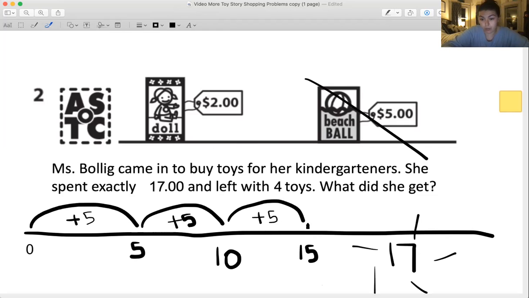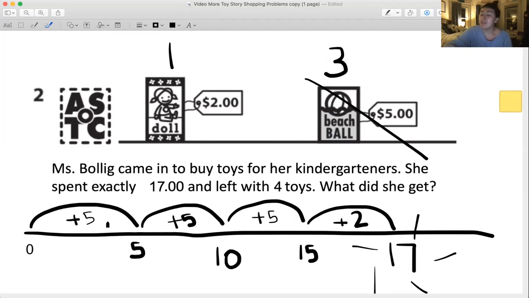I'm going to jump 2. Even though it looks a little big, I'm going to make sure I label it because sometimes our jumps look bigger than they are. And 15 plus 2 is 17. So I now know that she got 1, 2, 3 beach balls and 1 doll. And I'm going to double check by making sure I got to 17, which I did.